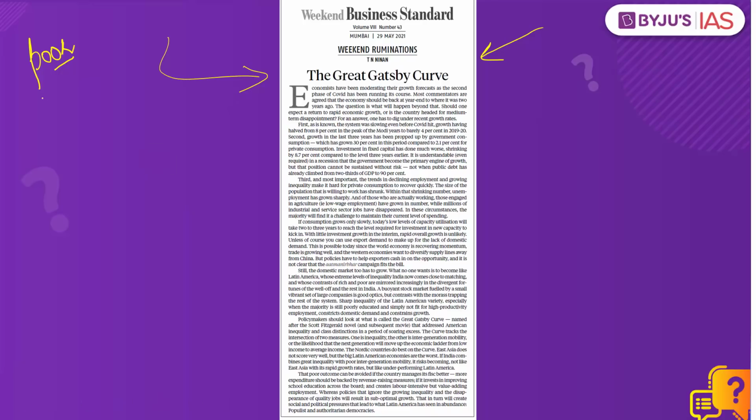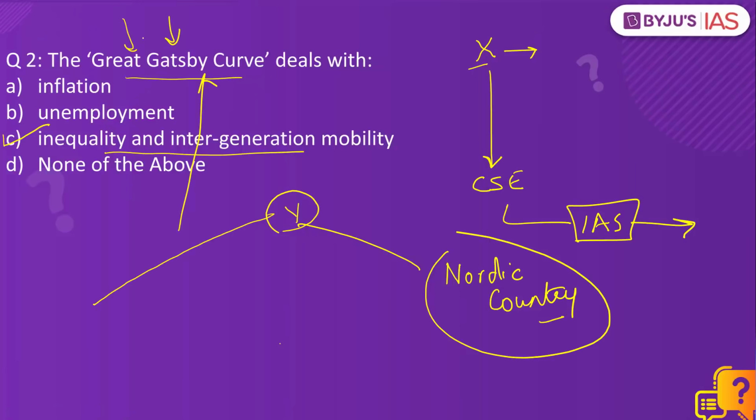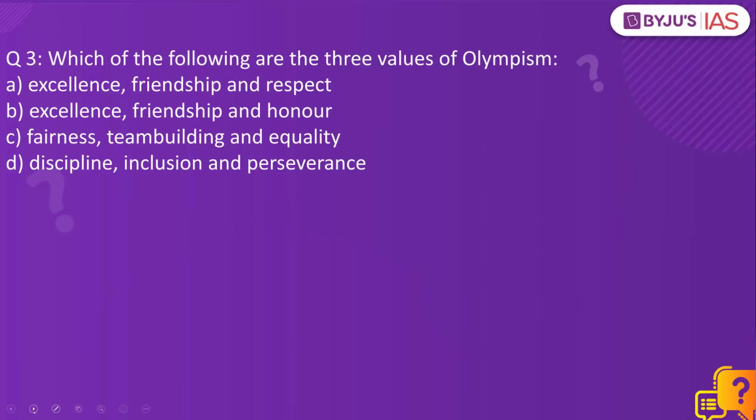And if the children of these poor people are going to achieve upward mobility, then we will be mimicking East Asian economies. But if the children of these poor people in India are not going to achieve upward mobility, then we will be compared to the Latin American economies because the Latin American economies are the worst on this Great Gatsby curve. Let's look at question number 3.